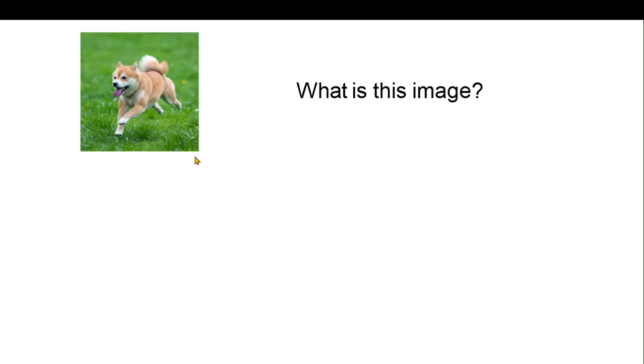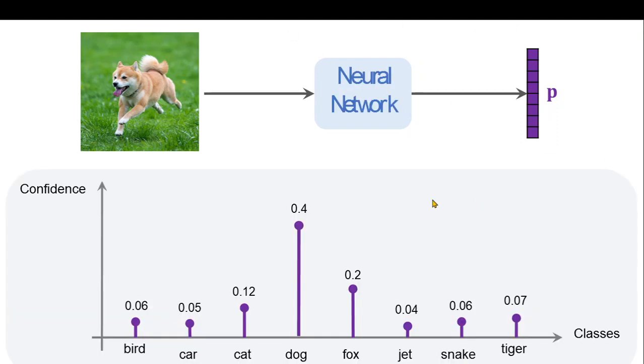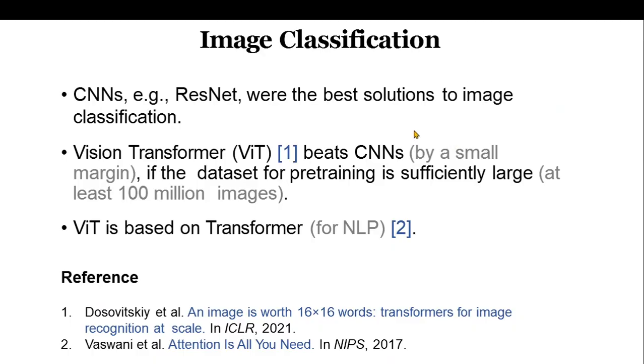In the image classification task, we'll give an image and generally ask what this image is about. Our CNN would give an object classification, a probability density function mentioning which class this image belongs to. If it's a bird, car, cat, dog, etc., these are the classes, and we expect in this probability output the confidence of this being a dog or a fox or a jet, right? We apply a softmax here.